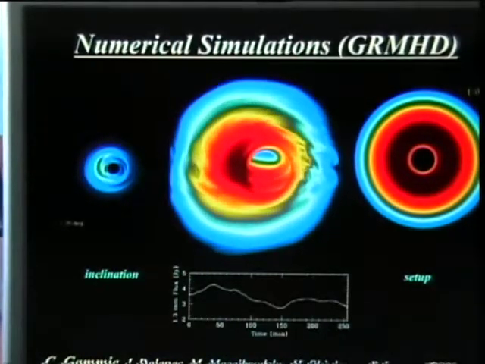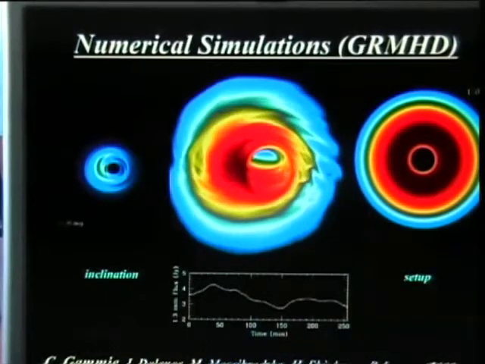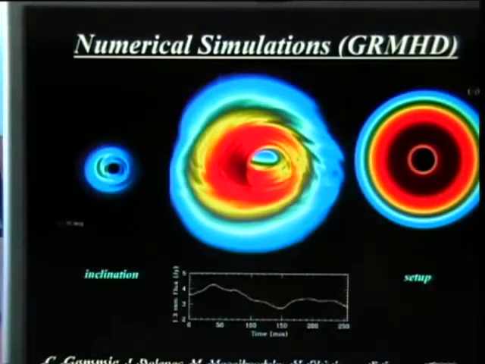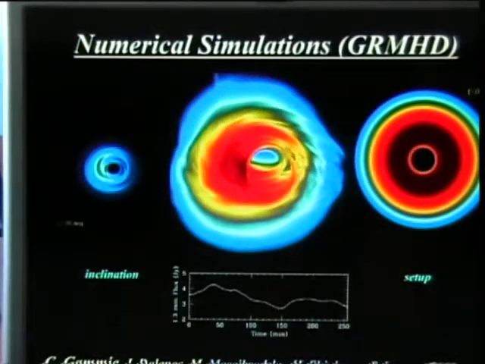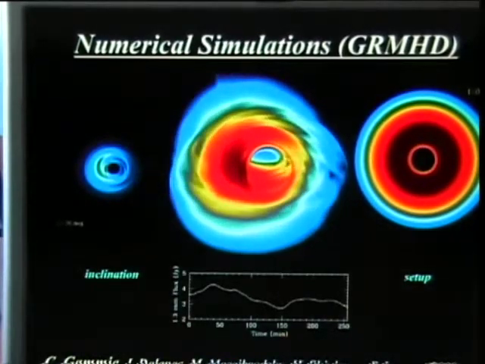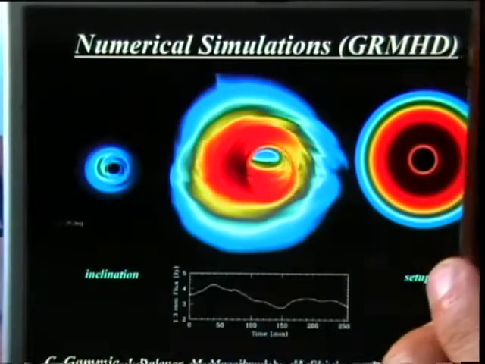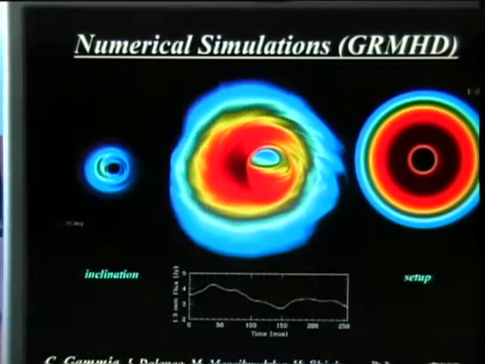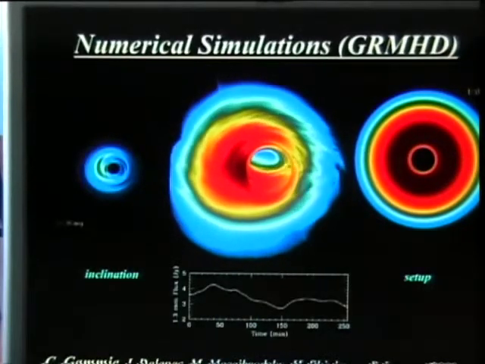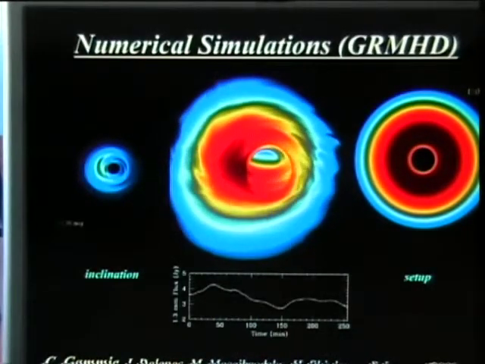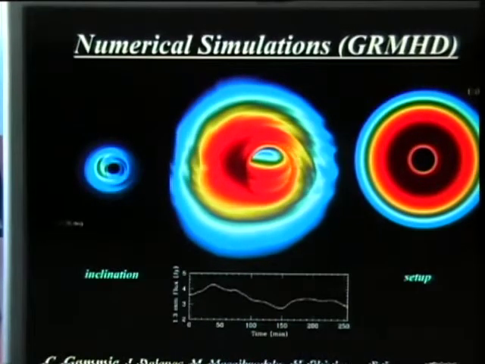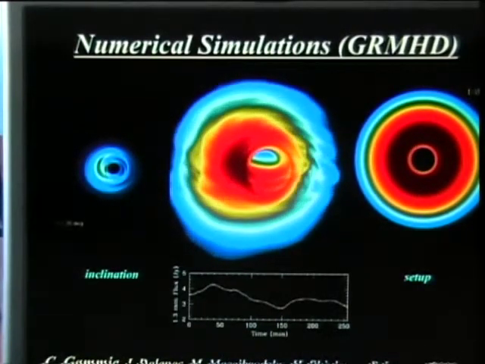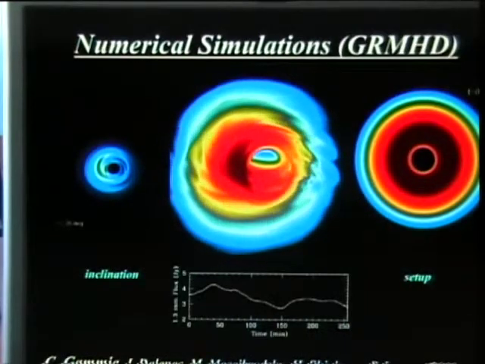magneto-hydrodynamic flows in the vicinity of a black hole, including general relativity. And you can see the kind of image that one gets from the GR-MHD simulations. This region here is the silhouette, the shadow of the black hole. And of course, the accretion flow of the gas has fluctuations in it. And so the image does not appear as smooth as in the simplest models that I showed before.